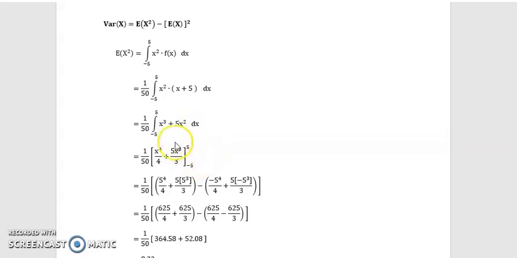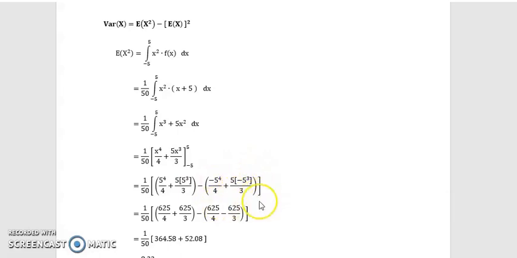Okay, next step here. So integrate, we get x to the power of 3. When we integrate, we get x to the power of 4 over 4, plus integrate 5x squared, we will get 5x to the power of 3 over 3. Okay, this part, substitute upper limit and lower limit. So this is upper limit, substitute x equal to 5 here, minus, so here is lower limit. Okay, substitute x equal to negative 5 here.